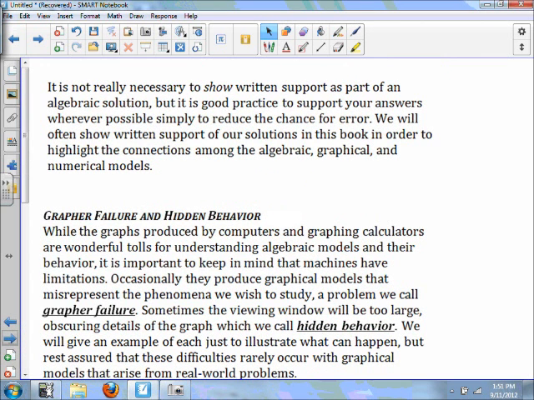Now, it is not really necessary to show written support as part of an algebraic solution, but it is good practice to support your answers wherever possible simply to reduce the chance for error. We'll often show written support of our solutions in the book in order to highlight the connections made among the algebraic, graphical, and numerical models.